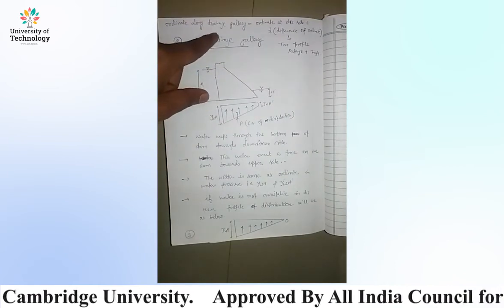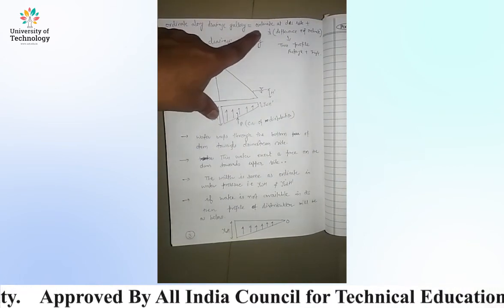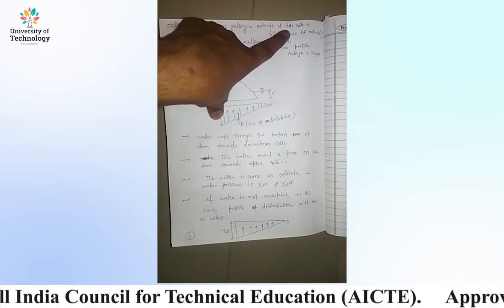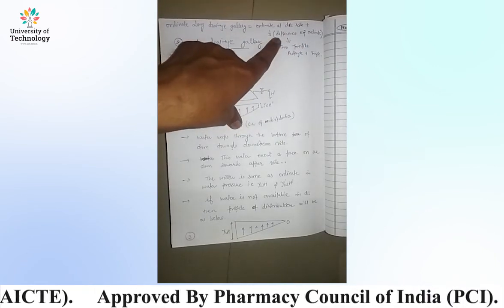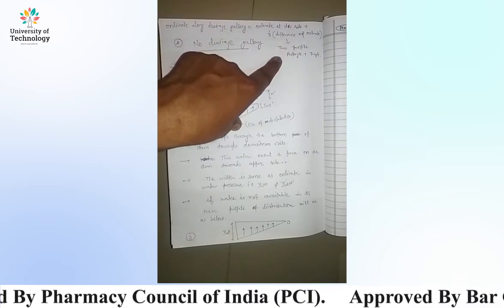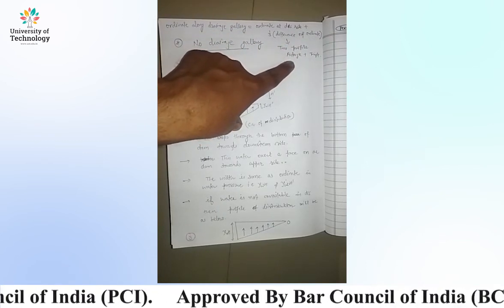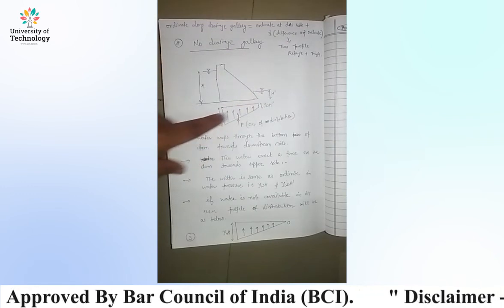So the ordinate along the drainage gallery equals the ordinate at the downstream side, that is gamma W H dash, plus 1/3 of the difference of the ordinates, where the two profiles here are a rectangle and a triangle.